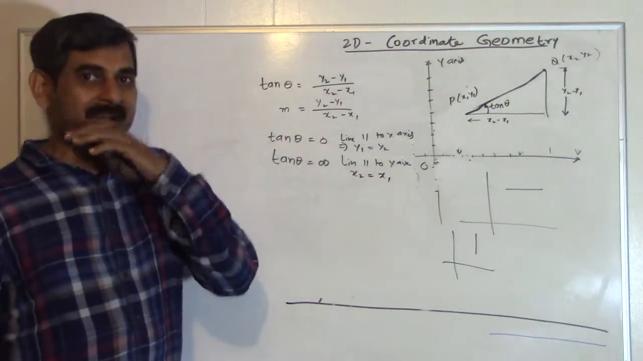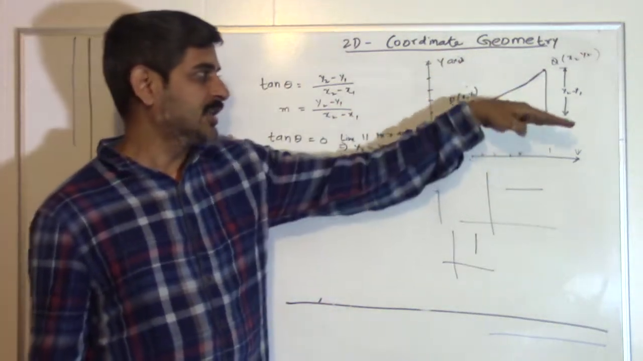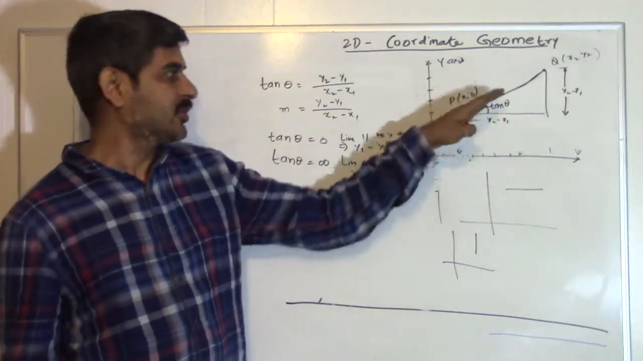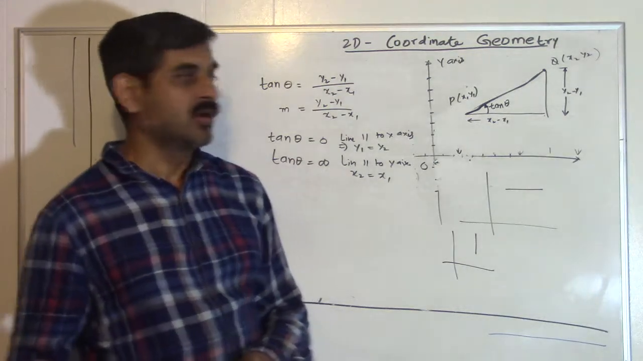So if any 2 points are given, we can find the distance between them, we can find out its inclination with respect to the x-axis, and when we find tan theta, or if we find out the theta, we can also find its inclination with respect to the y-axis.